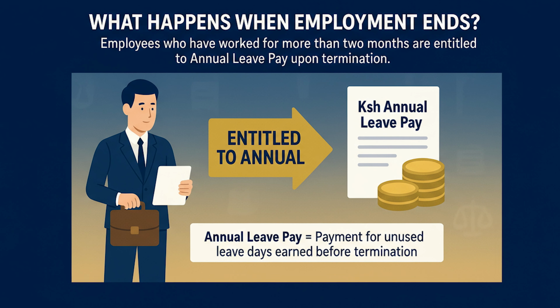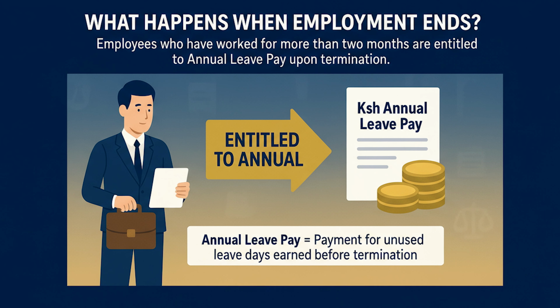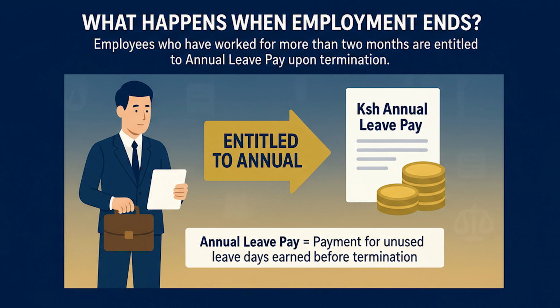What happens in the event of termination? The law provides that in the event of termination, where an employee has worked for his or her employer for a period of more than 2 months, that employee is entitled to annual leave pay. The same should be calculated as per what we have indicated, 1.75 days of annual leave per month. This is to be calculated with the full pay of the employee in mind.